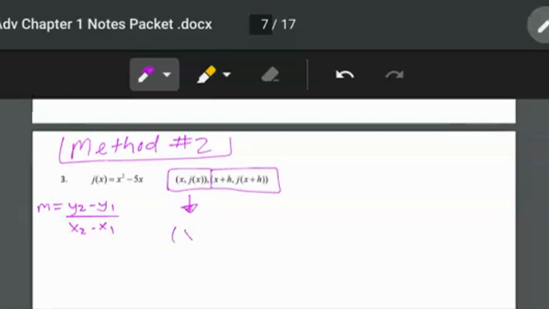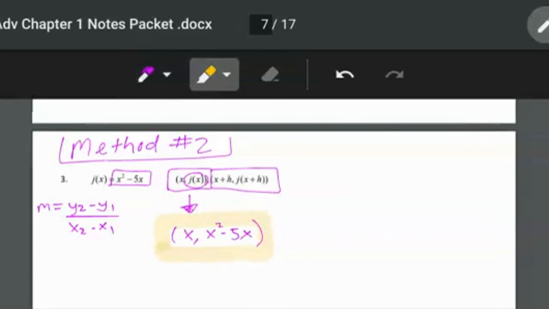So our first point, x, comma, instead of this j of x, all right, that's the name of the function, we can plug in what it actually equals, x squared minus 5x. So x squared minus 5x, and that could be one of our points that we're going to use. So I'm just going to kind of put a box around that. We'll use that later in our slope formula. All right, our second point is going to be a little bit more complicated. All right, it's x plus h, comma, all of this, j of x plus h.